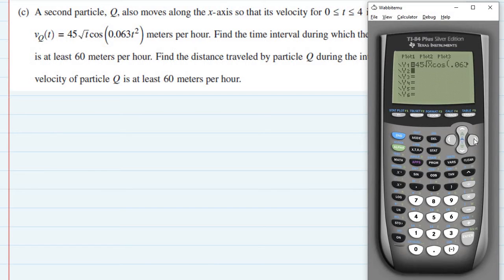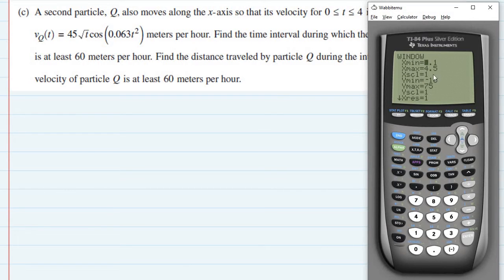Now, the best way to do this graphically is I'm also going to plot a horizontal line at 60 to represent 60 meters per hour. So in Y2 I have 60. I'm going to go into my window.